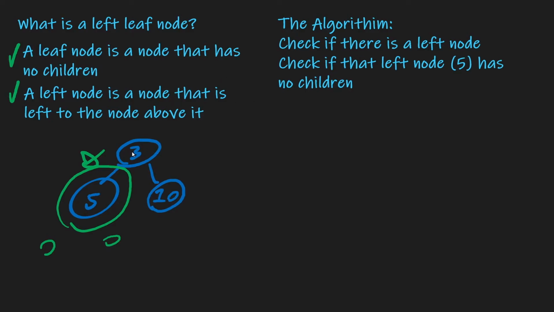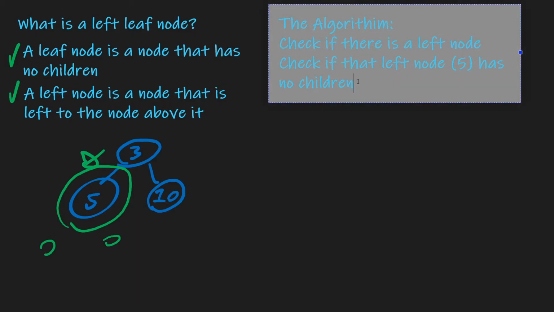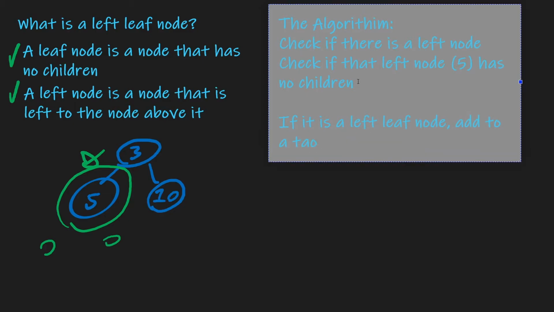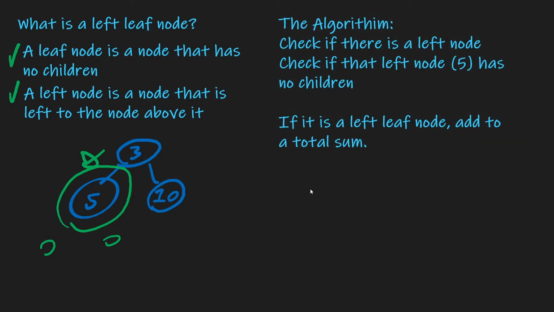And so if we're at the node above it, we can think about it like this. We're at this 3 and we can check the 5 to see that it's a left node. And then the final part of our algorithm that's probably the most important is, if it is a left leaf node, meeting both constraints, add to a total sum. All right, so hopefully this gives you a basic idea of how to approach this algorithm. Let's get into the actual Leetcode and code this out.